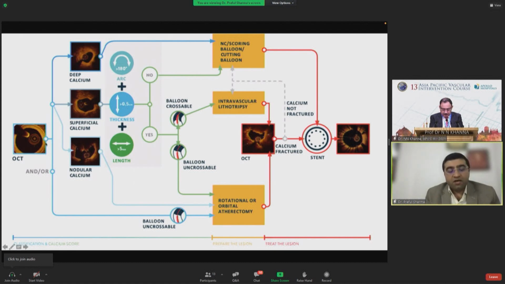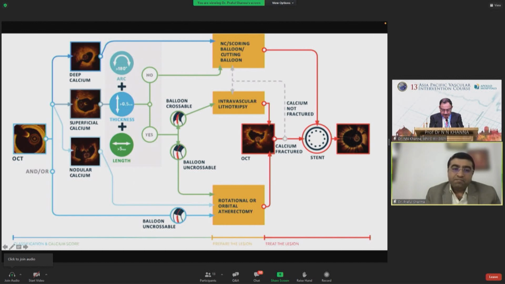If the OCT catheter can cross easily, then you have to assess whether the calcium is deep, superficial, or nodular. If the patient has a nodular calcium, and significant nodular calcium, again rotablation, and then going on to the same procedure. If it is fractured, stent.